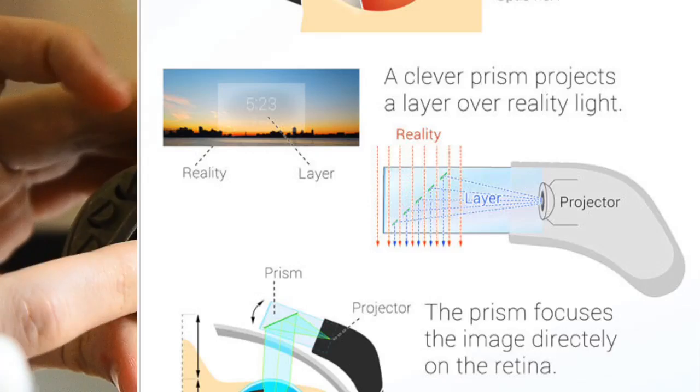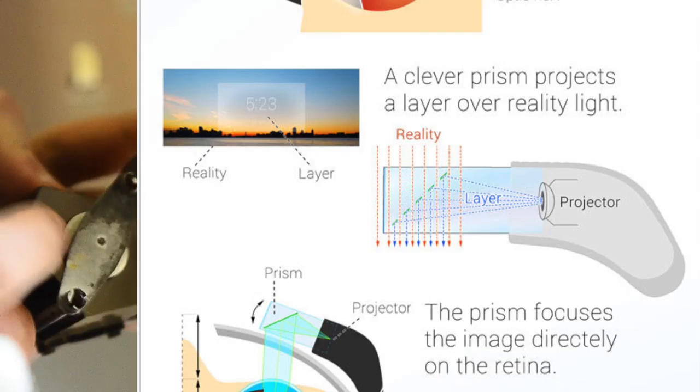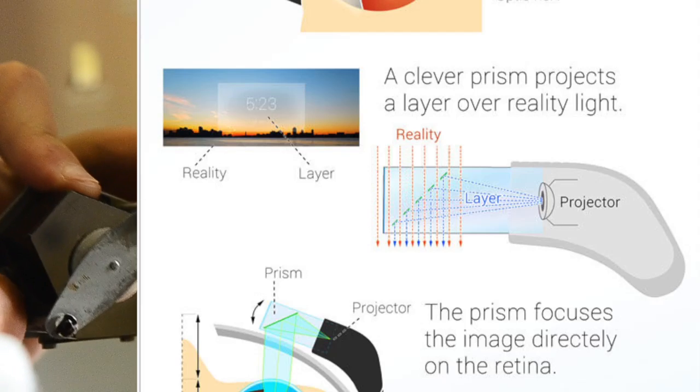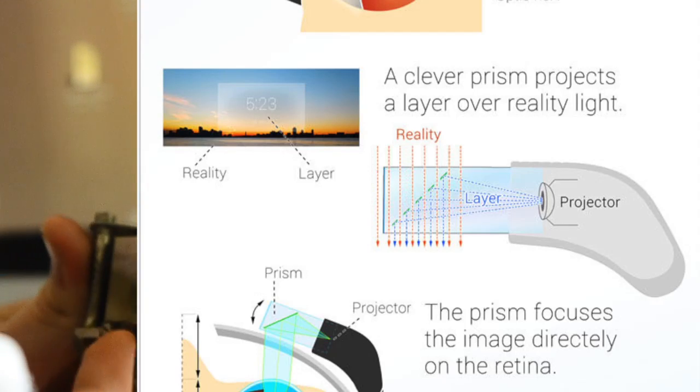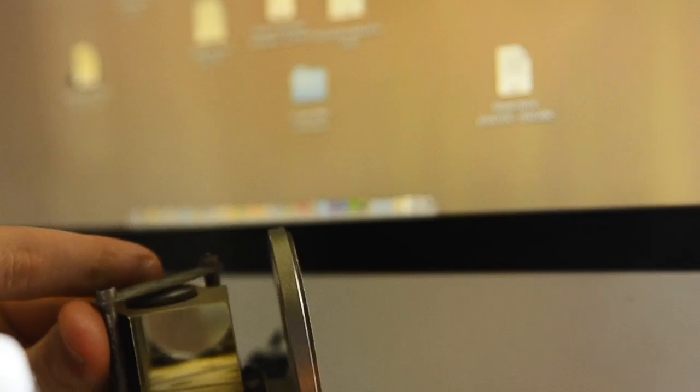Basically, the prism that is on the Google Glass isn't black, as you can see right here. This is black and it's not going through. And it isn't opaque like this, but it is transparent. And basically, what it does is it mixes normal light that goes through basically everywhere in the prism, and it mixes with the projector light.